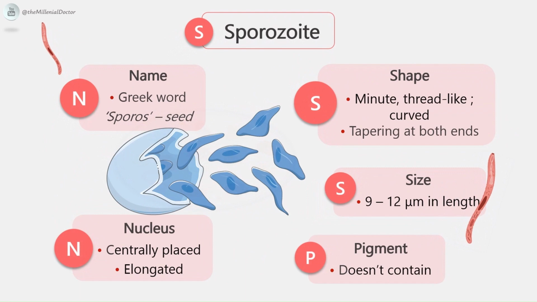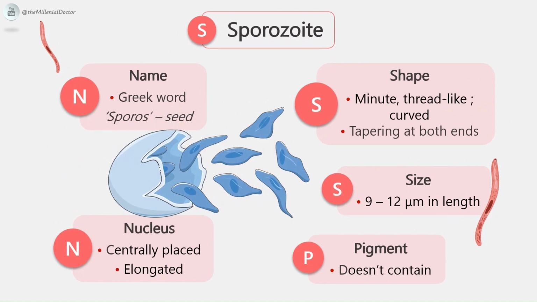First, about the Sporozoite. The name is derived from the Greek word sporos, which means seed. It is a minute, thread-like curved organism, tapering at both the ends. It measures 9 to 12 micrometers in length, has a central elongated nucleus, and does not contain any pigment as seen under a light microscope.